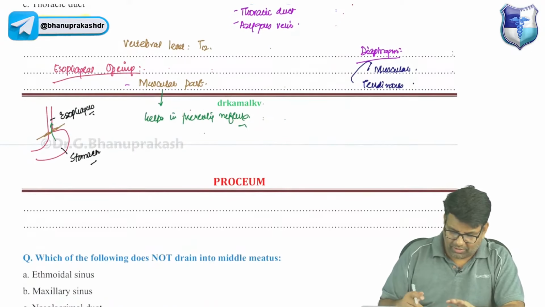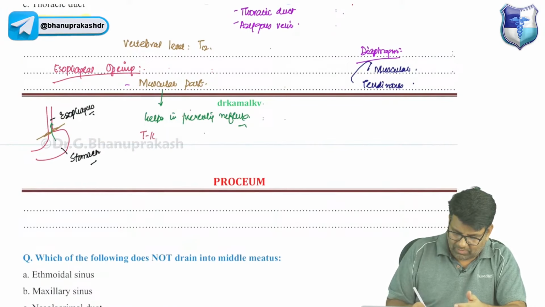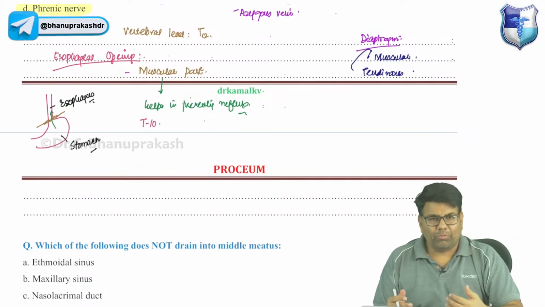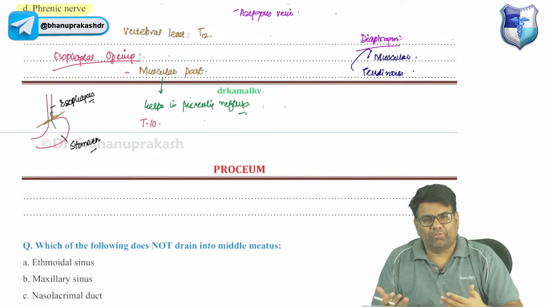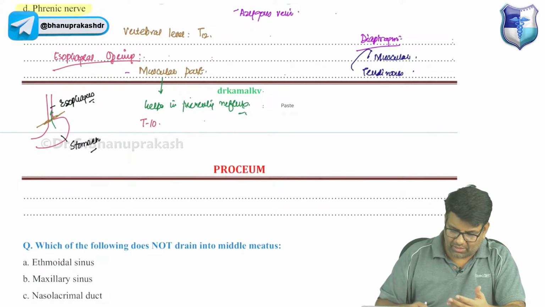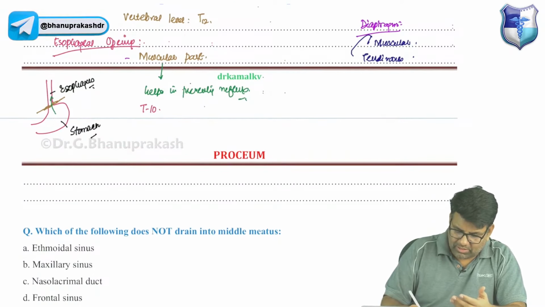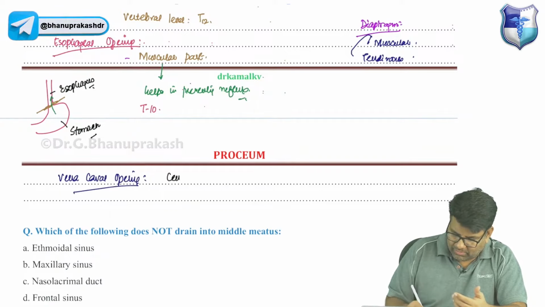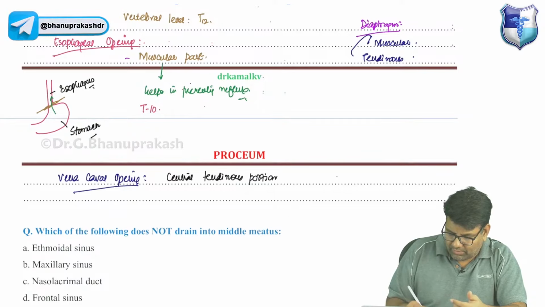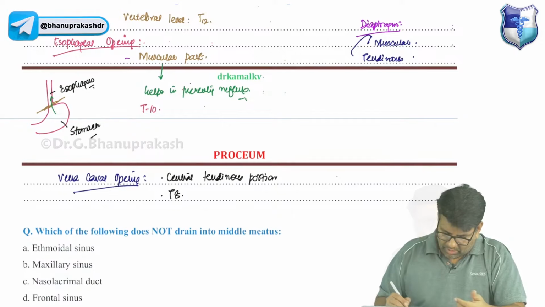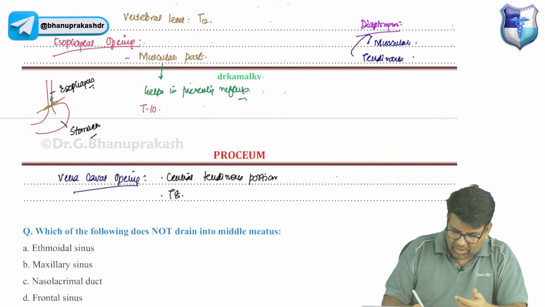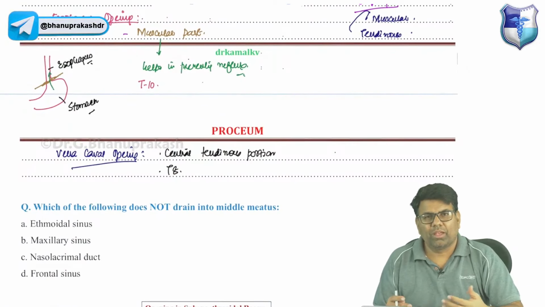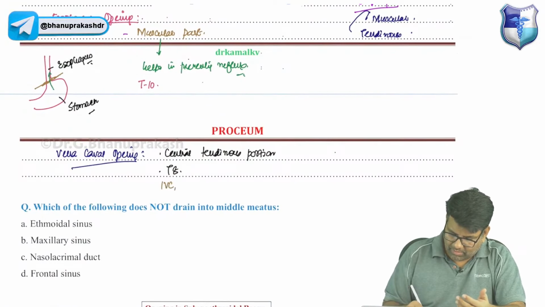So that will help you in understanding. And of course, the level is T10. Then apart from the esophagus, the esophageal branches of the left gastric artery also pass through that. And the third one is the vena cava opening, which is through the central tendinous portion, at the level of thoracic vertebra T8, right? Through this there is passage of the inferior vena cava and right phrenic nerve.